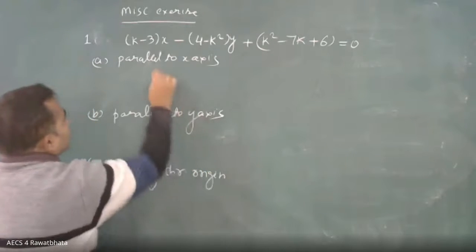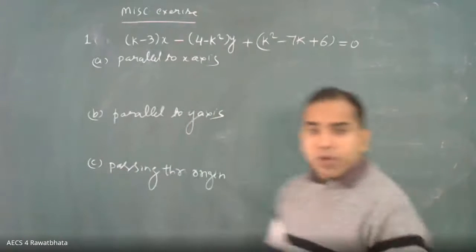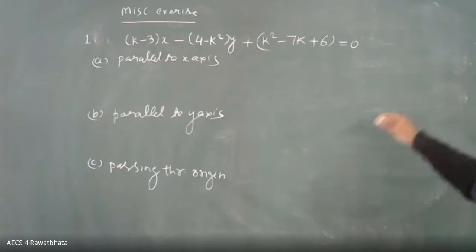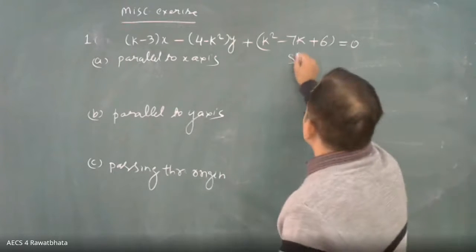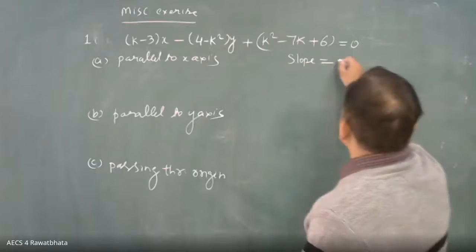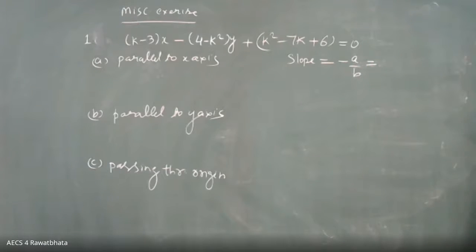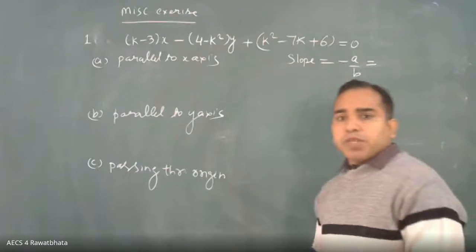So how to do this? Parallel to x-axis, so slope will be 0. And let me get the slope first. What should be the slope of this line? Minus a upon b. How much should be the slope of this line, students?